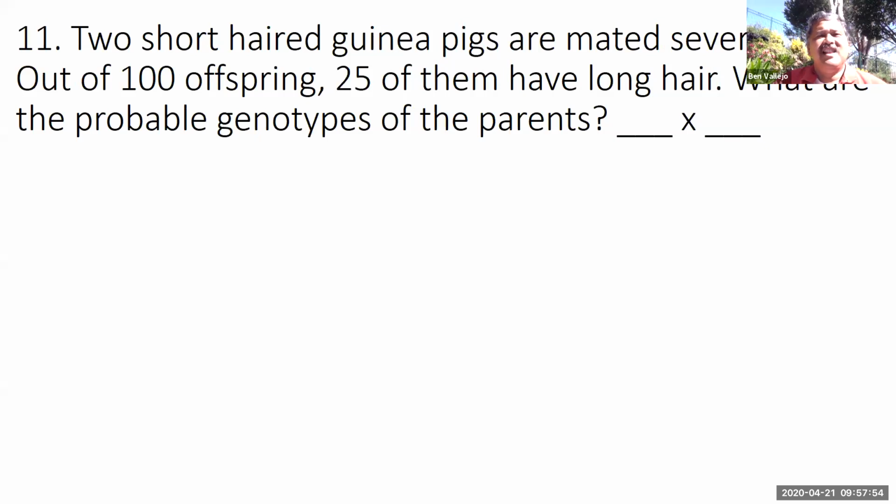And then the last one, 2 short-haired guinea pigs are mated several times. Out of 100 offspring, 25 of them have long hair. What are the probable genotypes of the parents? All right. Now, if the numbers were different and it was 26 out of 100 that would have long hair, or 24 would have long hair, the answer would still be the same. But let's take a look at how we got this.